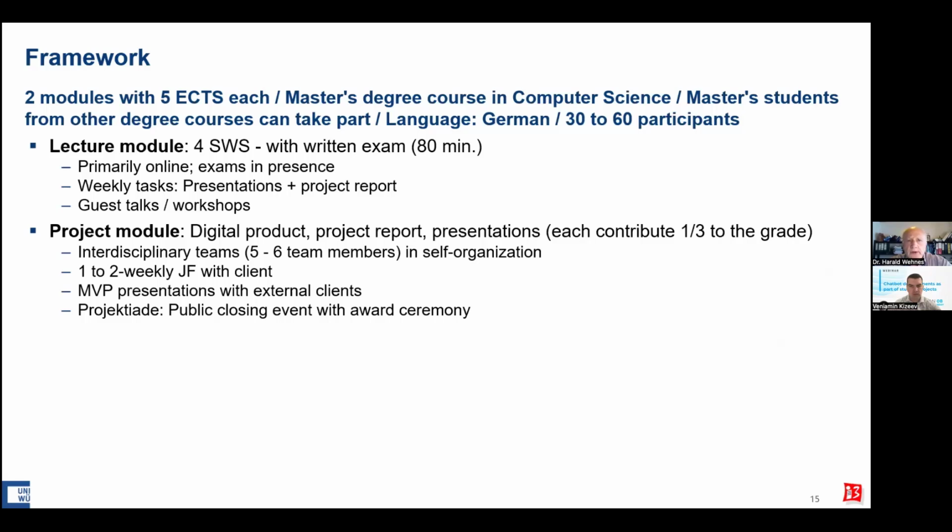In the project module, the students have to develop a digital product, an MVP. They have to write a project report. Altogether, with 5 to 6 members, it's about 120 to 150 pages, and everyone has to do a presentation. Each contributes 1/3 of the grade. There are interdisciplinary teams. They work in self-organization, and they meet their client every week or every 2 weeks. They also have the MVP presentations, and at the Projektjahre, the final event of the lecture, they show what they have done to the public.